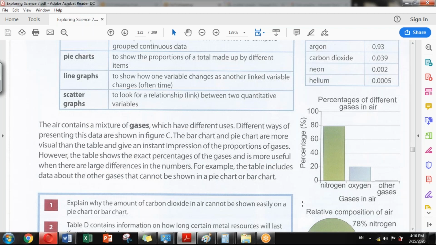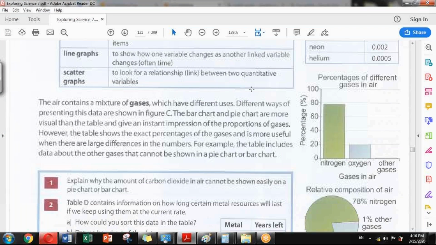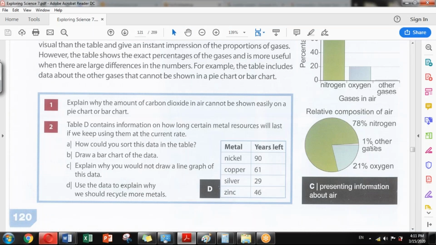But what's the advantage? By looking at the bar chart, because it's colored, you can get an instant impression, instant comprehension from that. And also with the pie chart, 21% of oxygen, 78% nitrogen, and 1% of other gases. Again, here in the pie chart, you cannot see the percentages of the gases exactly.